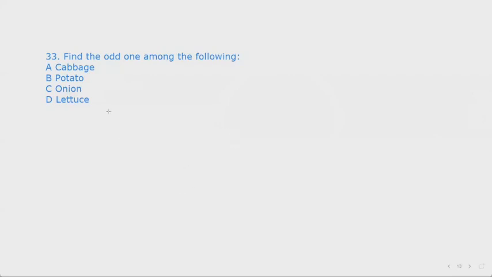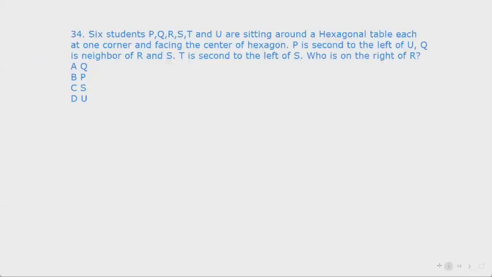So here, like all other vegetables are grown above the ground, whereas potato inside the ground. So ये basics are मतलब इनका लॉजिक है, and on that basis potato is our answer. It is odd one out. Moving to the next question.